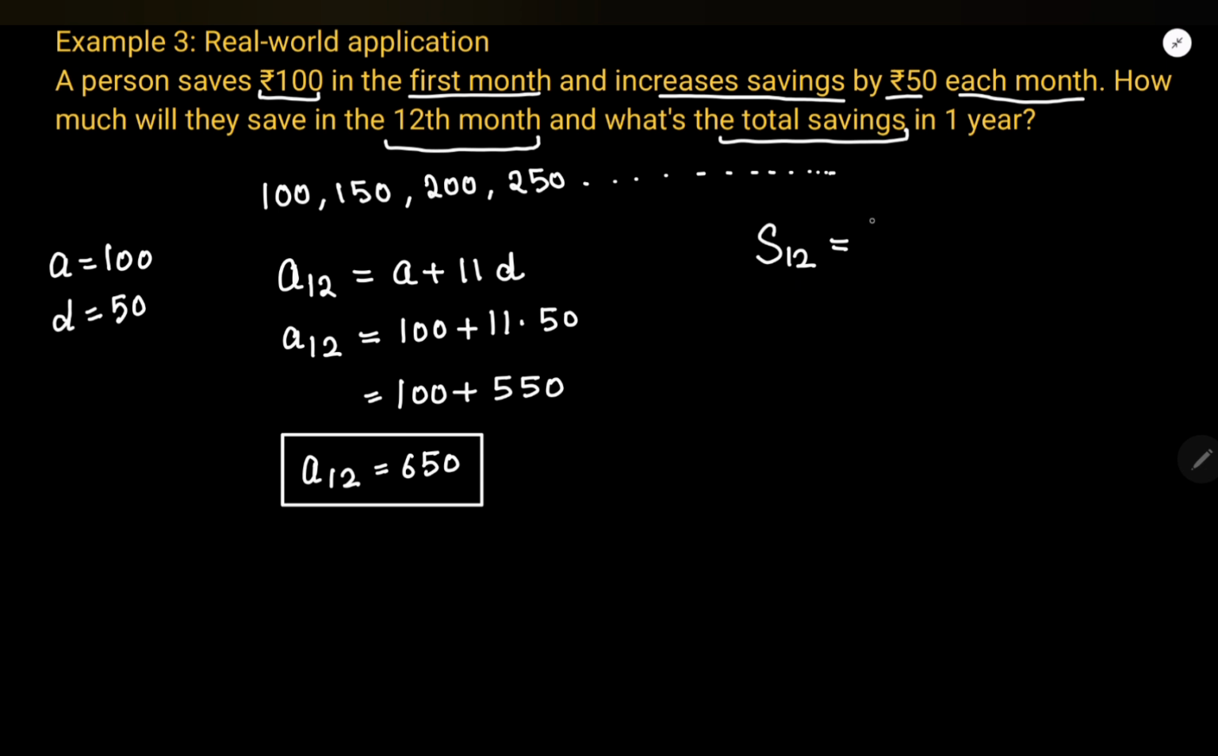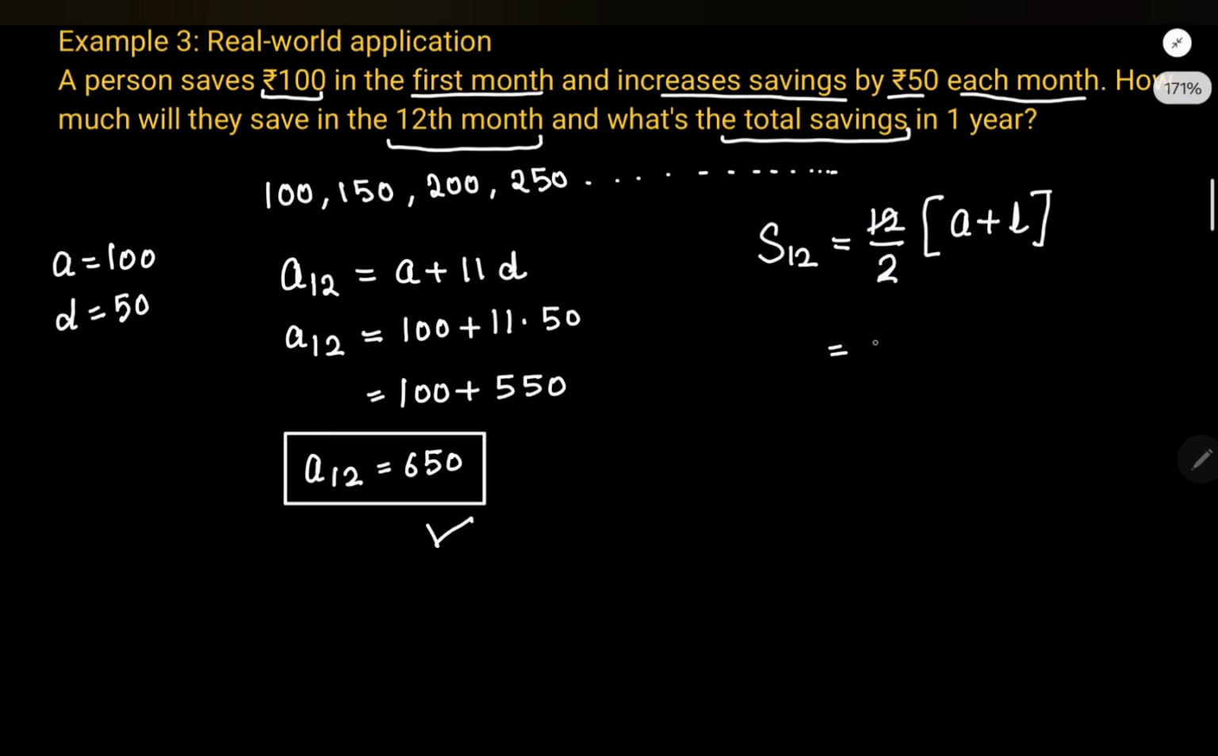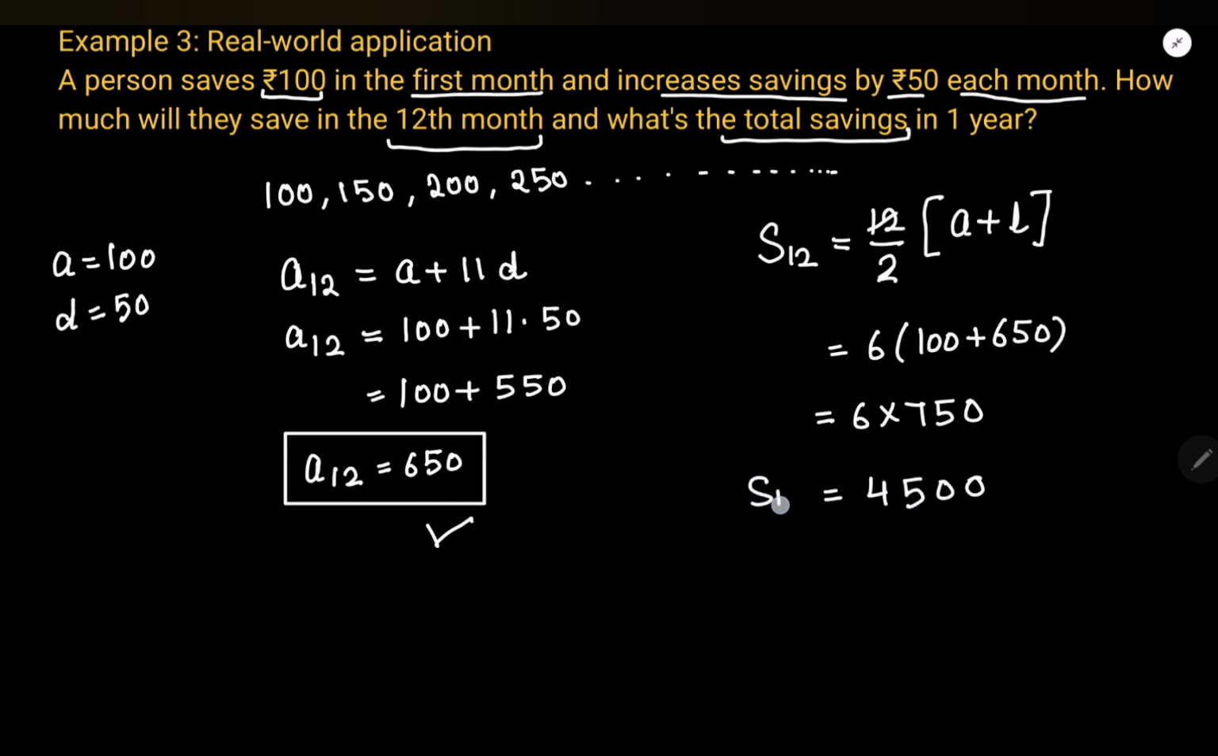Okay. And the formula is 12 by 2 times a plus L. A plus L, because here we know the last term. I told you two formulas. If you know the last term, then you just write L here and the first term. Okay. What is 12 by 2? It is 6. What is A? 100. And the last term is 650. Right? So 6 times 750. Right? So when you multiply them, 6 5s are 30 and 4500. Right? So in 12 months, how much did they save? He saved 4500 rupees.